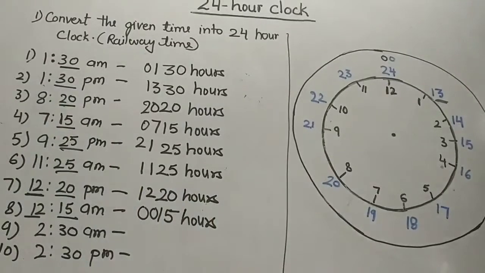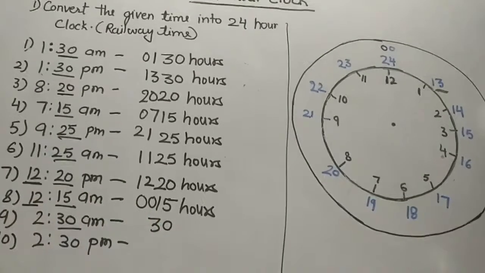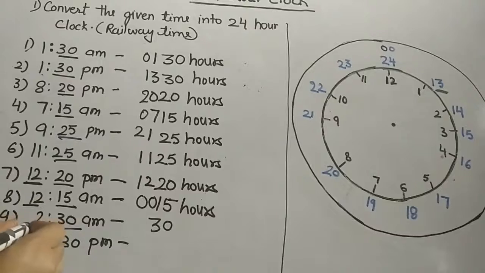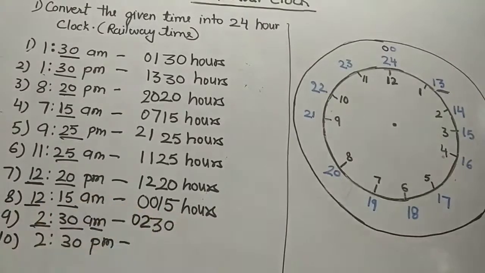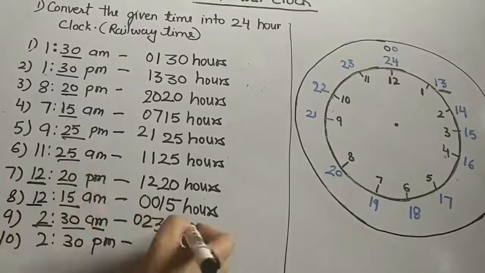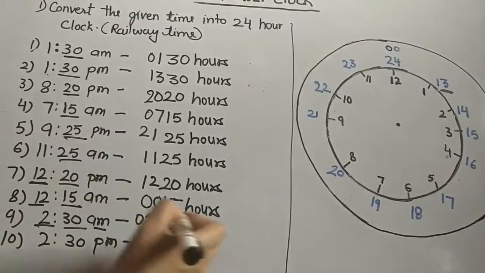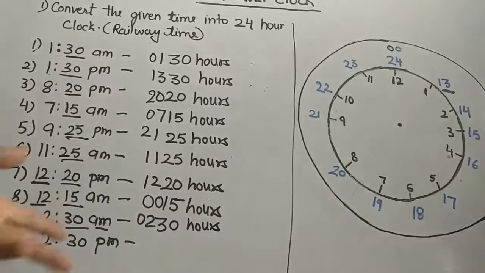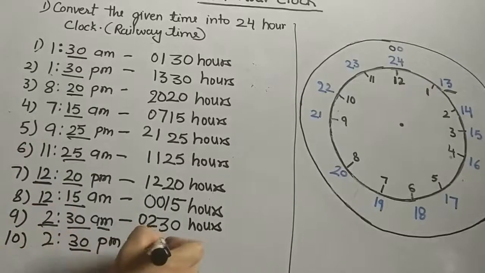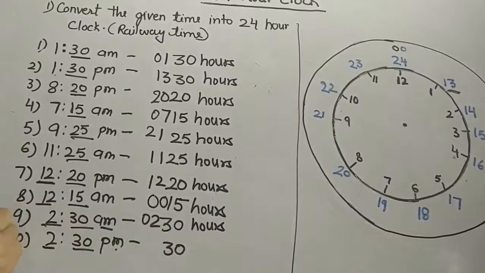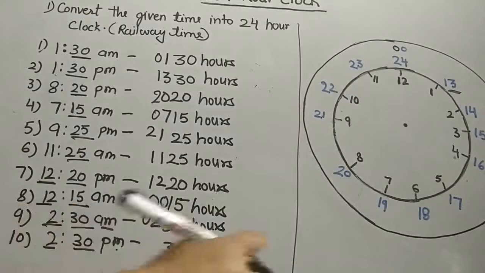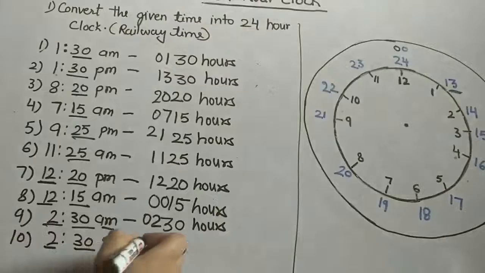Next, 2:30 a.m. 30 minutes. 2 hours with AM, so we will not change because the time is given with AM. Now 2:30 p.m. 30 minutes. 2 is with PM, so we can do 12 plus 2, 14, or we can see here 14.